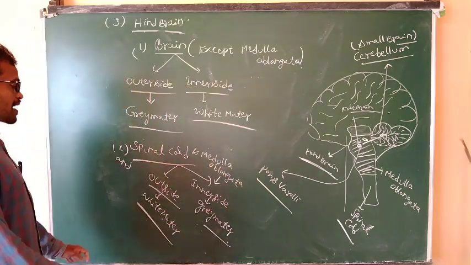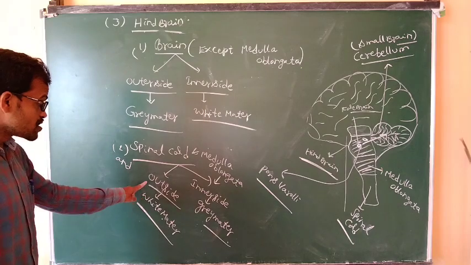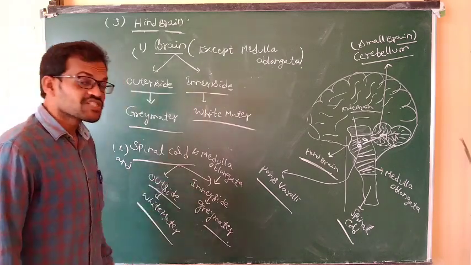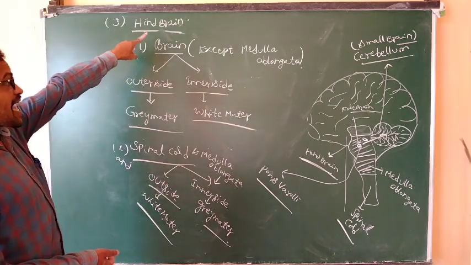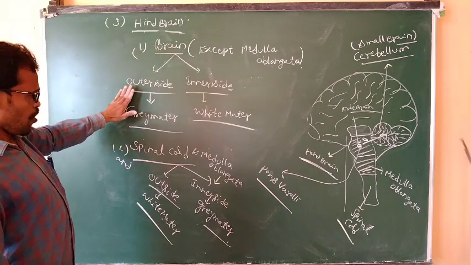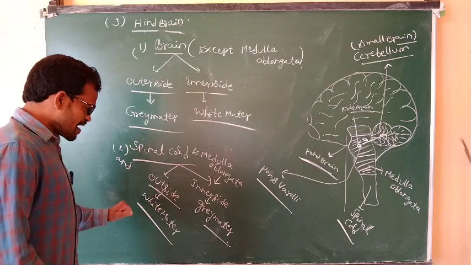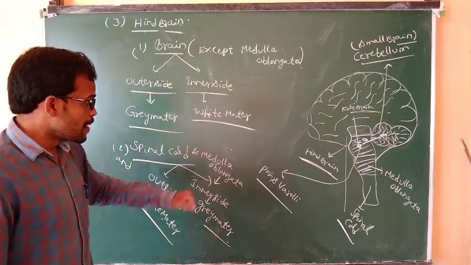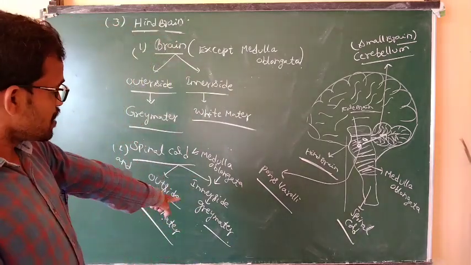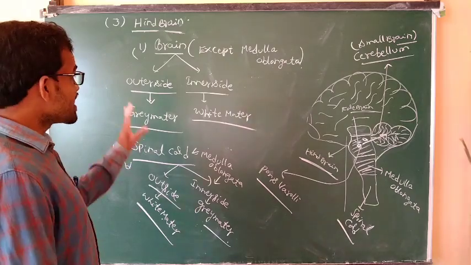The spinal cord and medulla oblongata: outside consists of white matter, inner side consists of gray matter. But in the hind brain, the brain consists of outer side gray matter, inner side white matter. Spinal cord: outside white matter, inner side gray matter. Medulla oblongata: outside white matter, inner side gray matter. Okay, these are the exceptions.